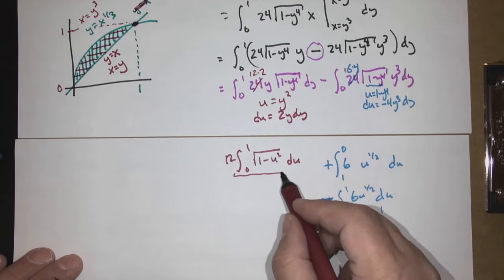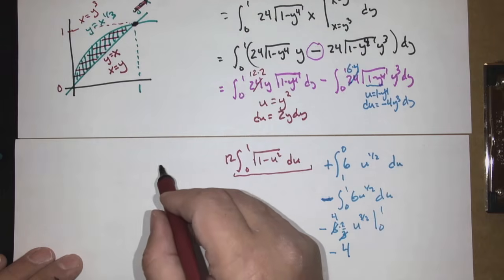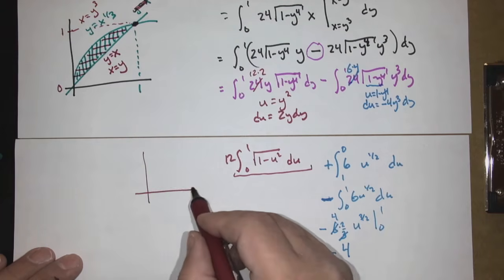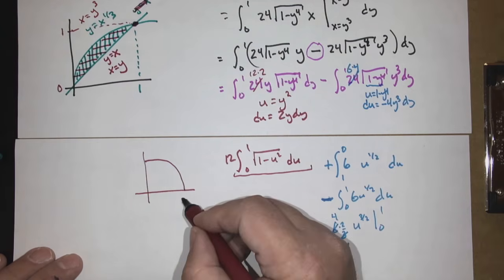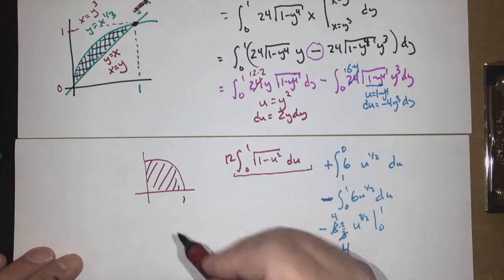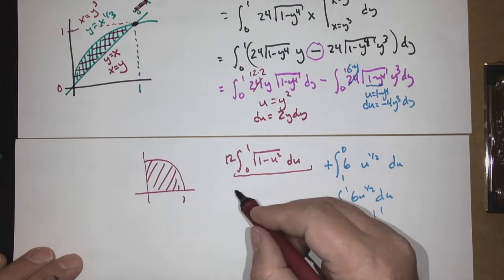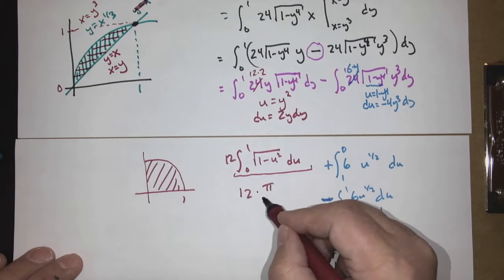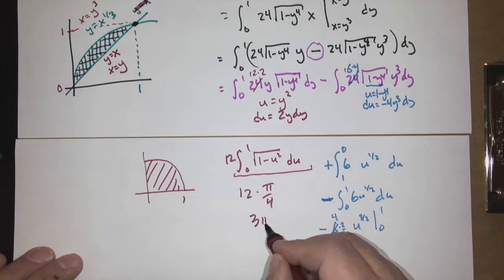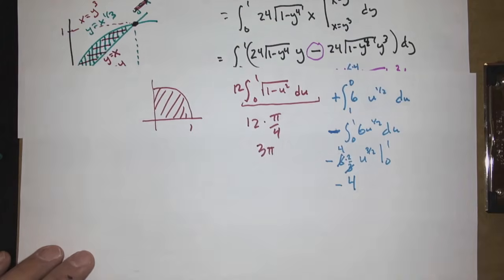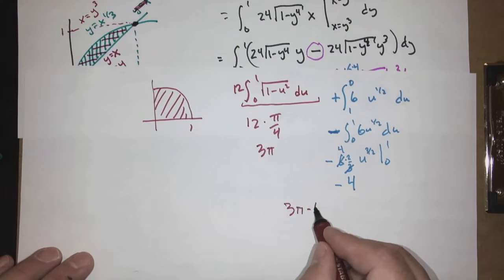Do you recognize this? It's a quarter of a circle. 1/4 of a circle of radius 1. So, by geometry, it's 12 times pi fourths, which is 3 pi. So our final answer, 3 pi minus 4.